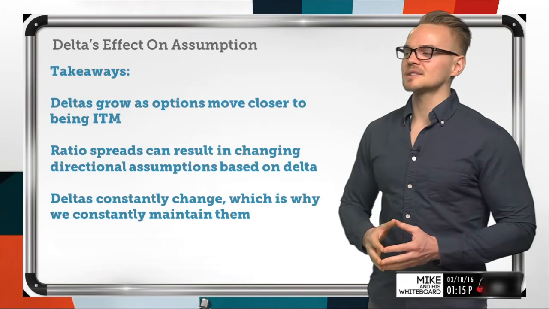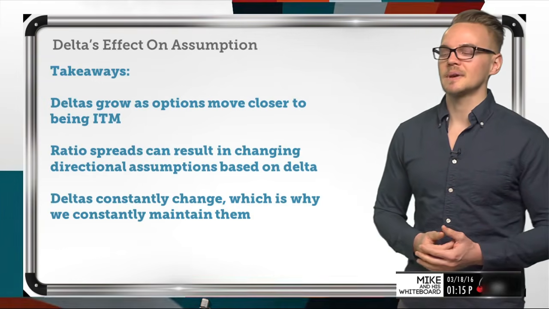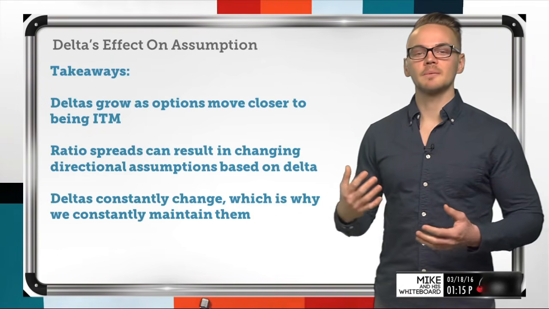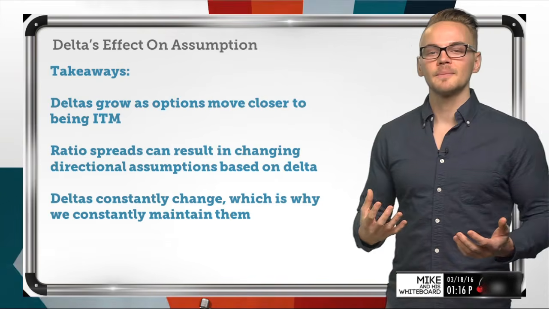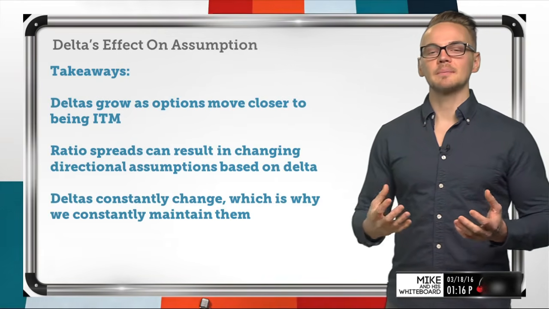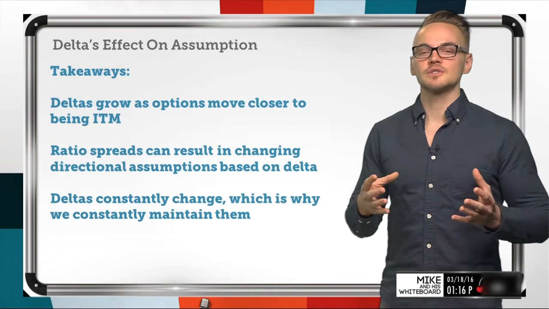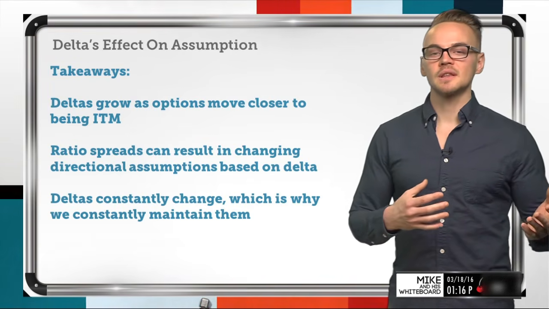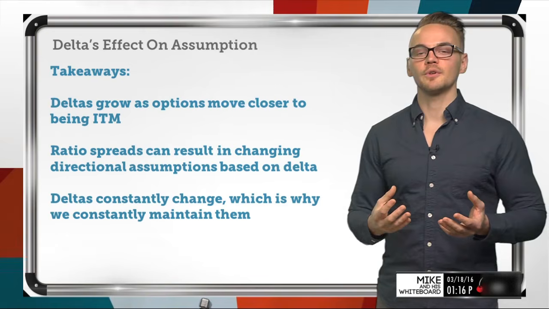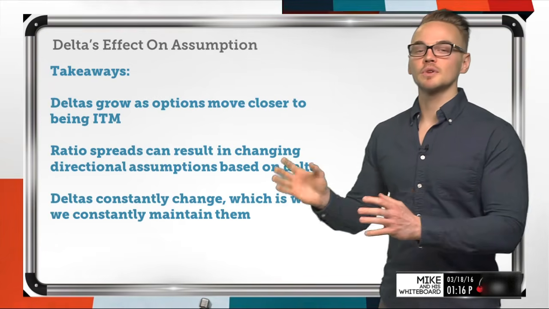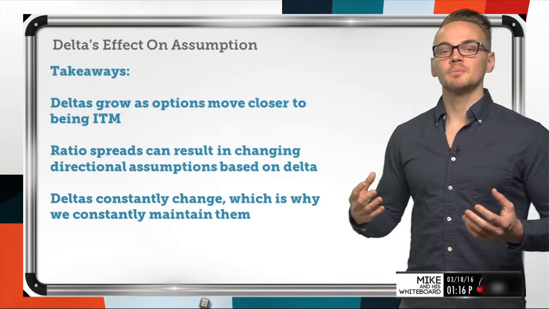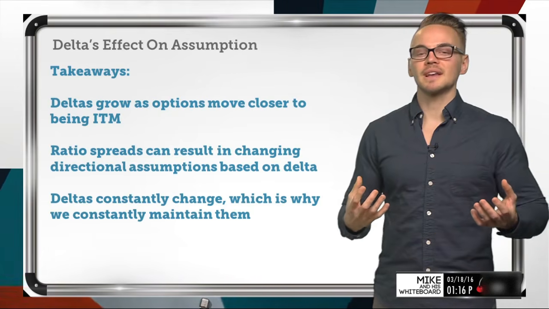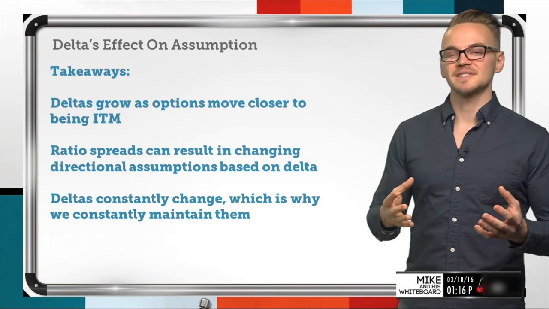And lastly, deltas constantly change, which is why we constantly maintain them. You'll hear us talking about maintaining a delta neutral portfolio, and that's because we're happy with that because of the fact that if we have a delta neutral portfolio with uncorrelated underlyings, an increase or decrease in the market should not affect our portfolio as drastically as if we were super long or super short. So being delta neutral, since we don't know what can happen in the market, is where we feel the safest.